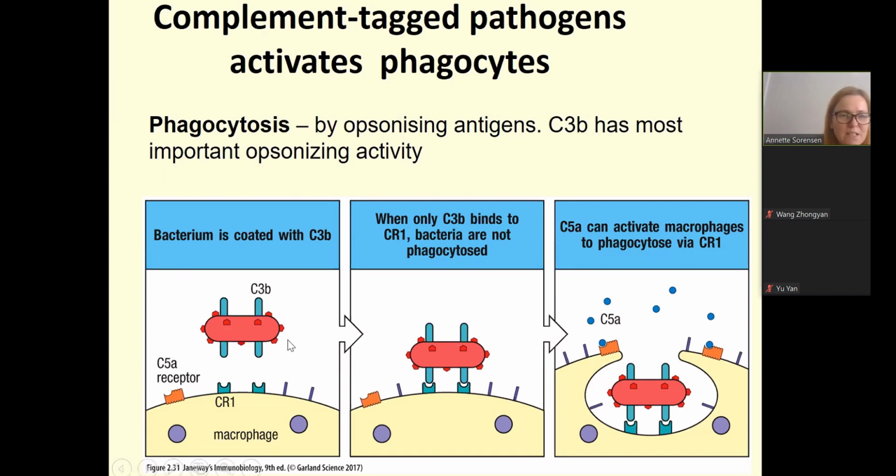So here is the bacteria, and that bacteria has been coated, so you can see, by complement C-3b. So this is one of the complement proteins. So you can see the bacteria, complement has tagged this bacteria with protein. Now, that complement protein can bind to this complement protein here.